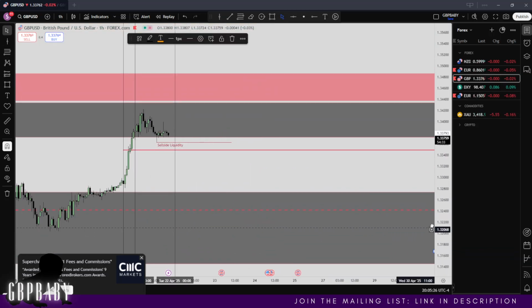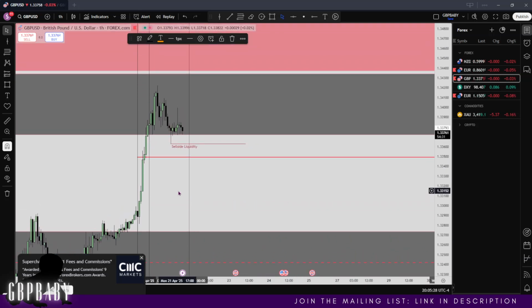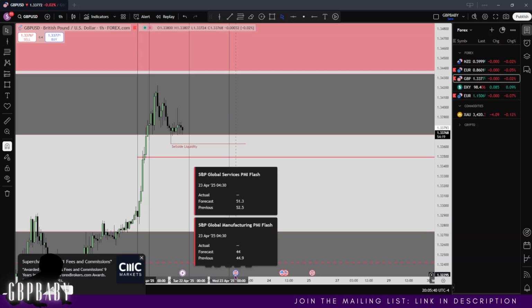It's just uncommon for us to reverse on a Monday like that, and so soon after running and rallying into a premium PD array. So although it's possible, it's just ideally not. And also we have high impact news on the Wednesday by the looks of things on pound.